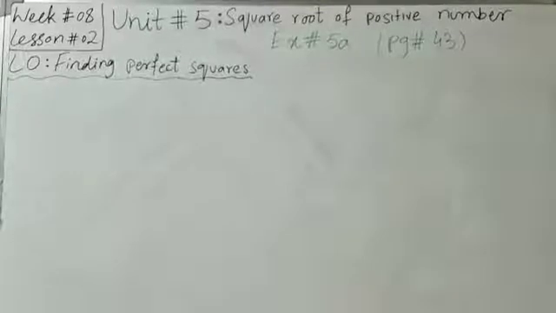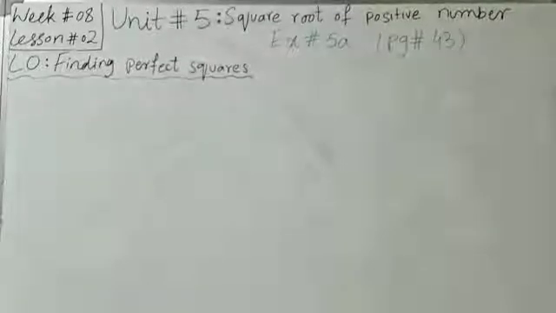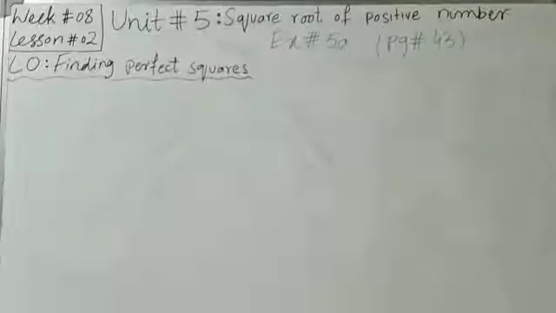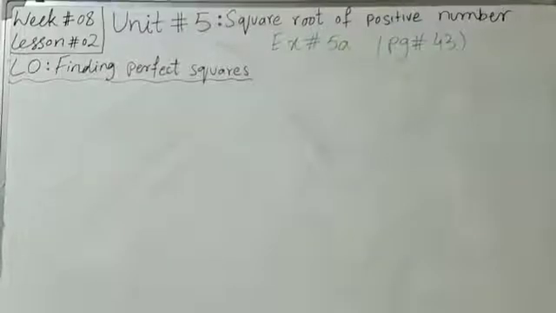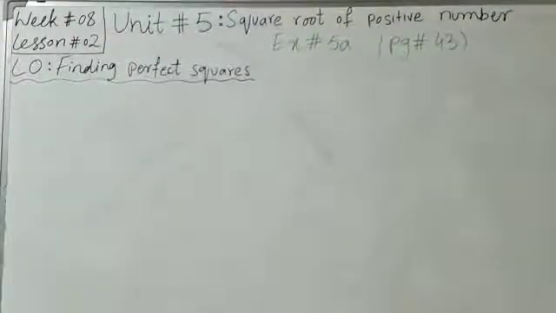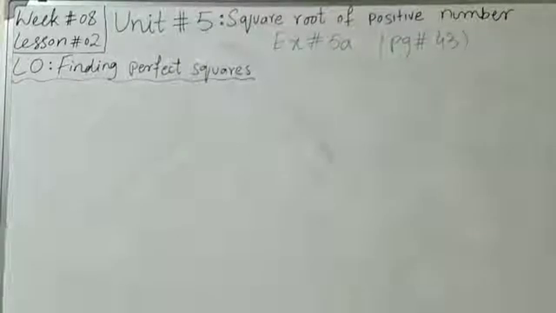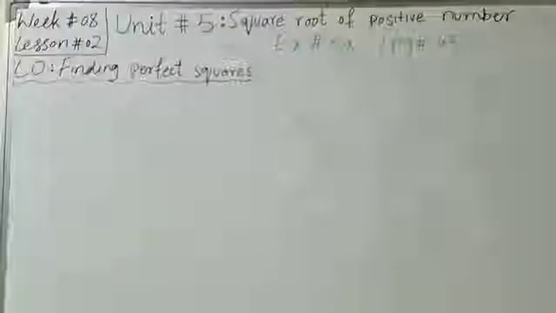Today we are going to start unit 5, that is square root of a positive number, and we will solve exercise 5a question number 1 part A and part B today. First of all, let's have an introduction of perfect square.